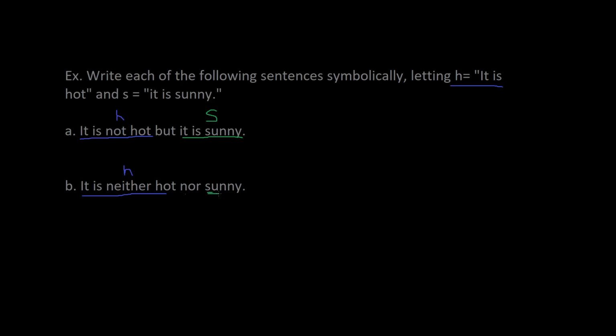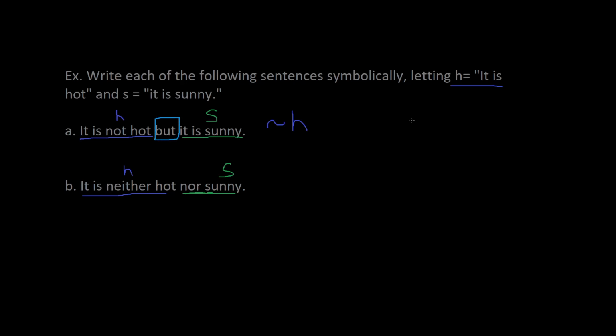Nor sunny. I want you to really take note of how they phrase it, how these words can work in your sentence structure for wording proofs and reading definitions. So it says "it is not hot." What does that mean? We have an H, so we're going to have the negation: is not hot, or not H. And then we have this conjunction word, this word that says "but."